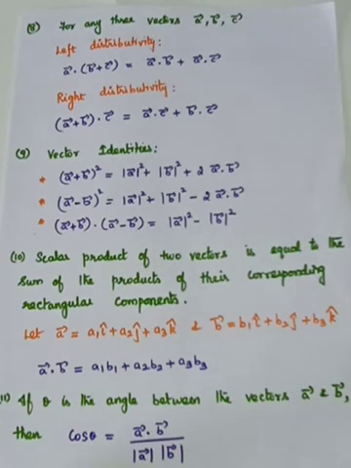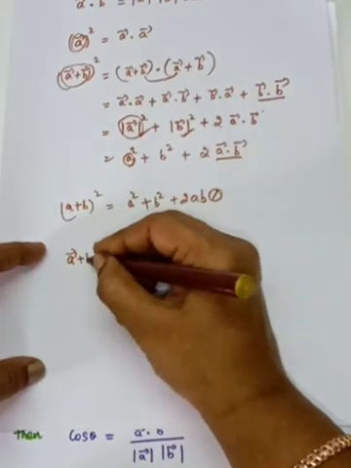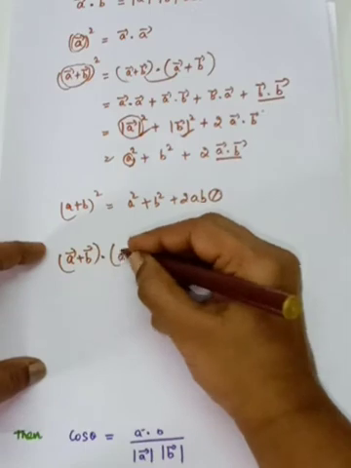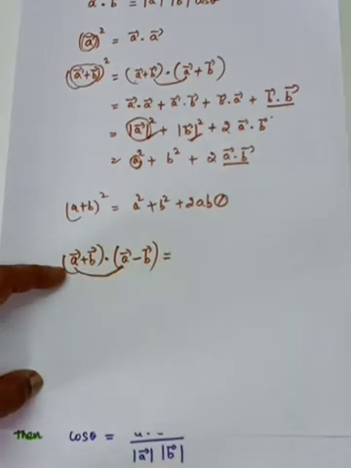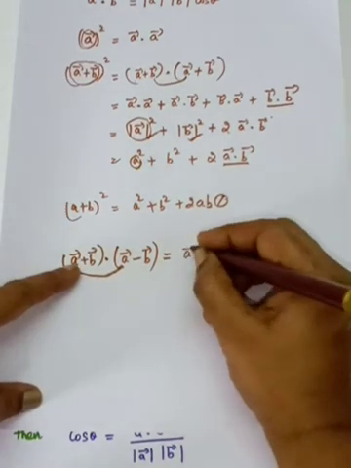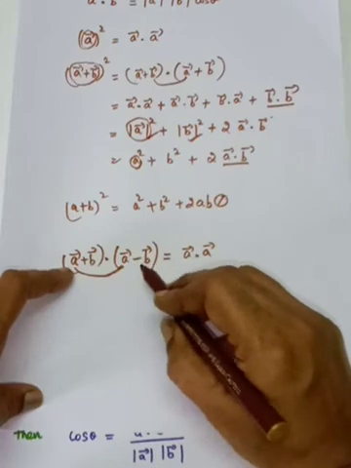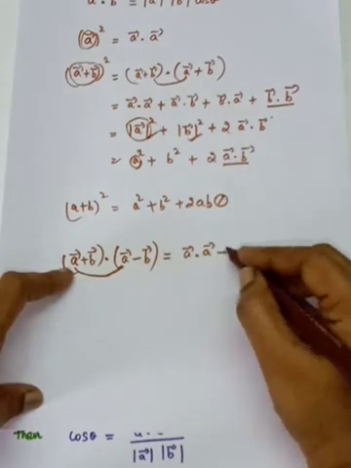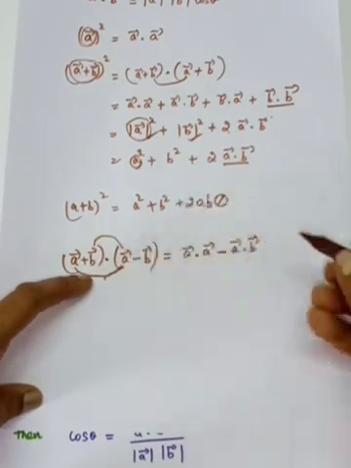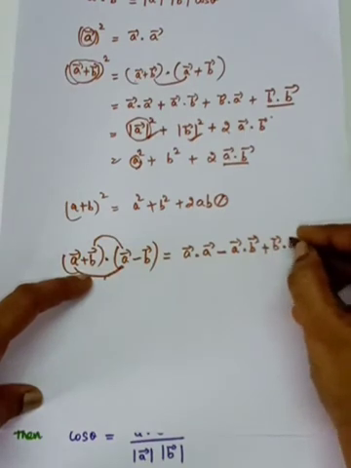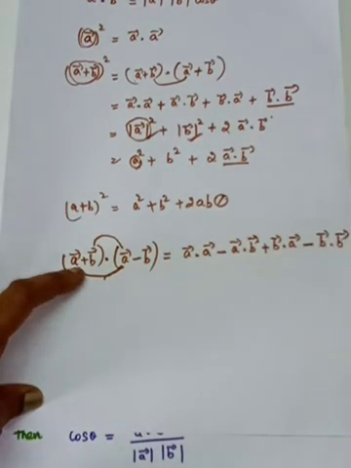The next one, A vector plus B vector dot A vector minus B vector. How will you write this? The scalar product is distributive over addition. So therefore A vector dot A vector. Then A vector dot minus B vector. The minus 1 is a constant, so you can write minus A vector dot B vector. And take this and multiply here, plus B vector dot A vector. Next one, minus B vector dot B vector. Is it clear? B vector dot B vector.